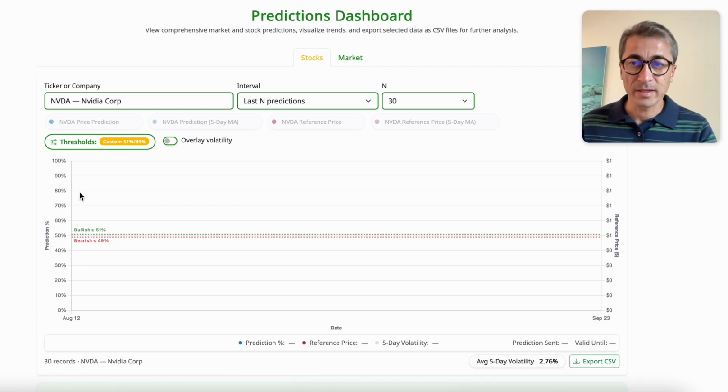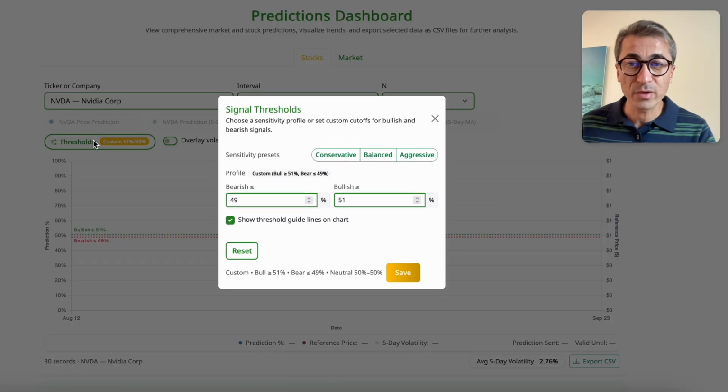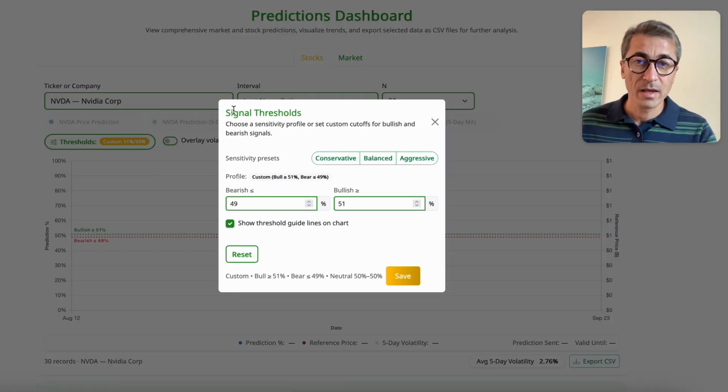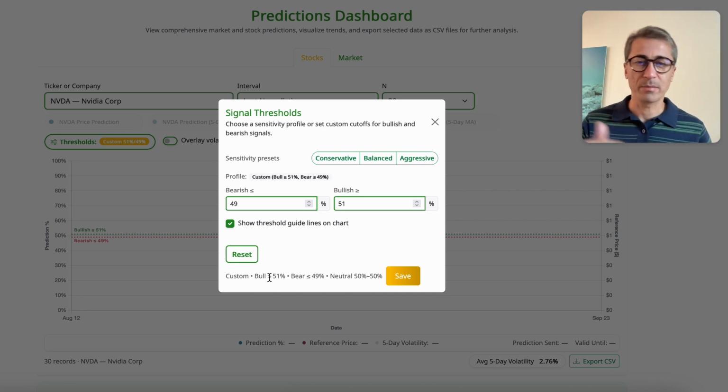The way to do that is that there's a threshold button here, as you see, and here you see custom 51% and 49%. These are the default selections. But if you click on that button here, a small window pops up where you can change these signal thresholds as you want. It doesn't mean that the difference between them has to be identical. Maybe you can say, okay, my bullish threshold is going to be 60% and my bearish threshold is going to be 40%. So 10% above and below the 50% midpoint.